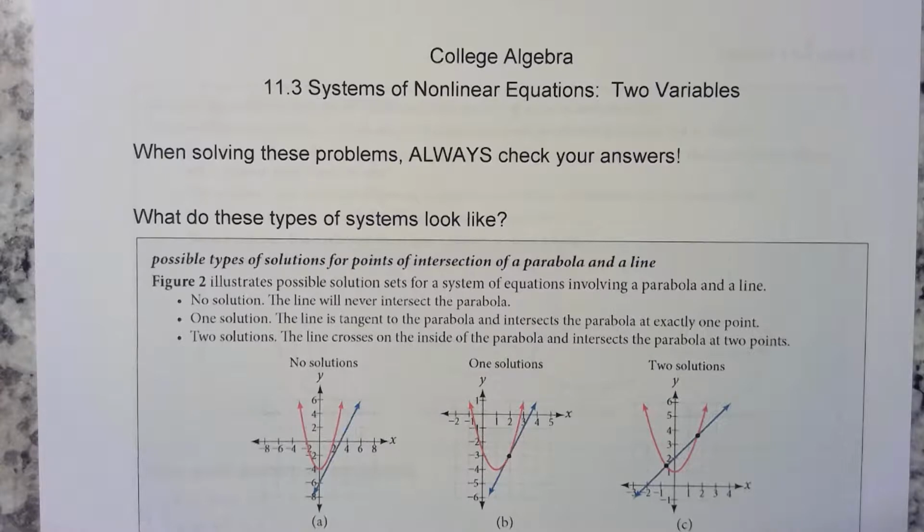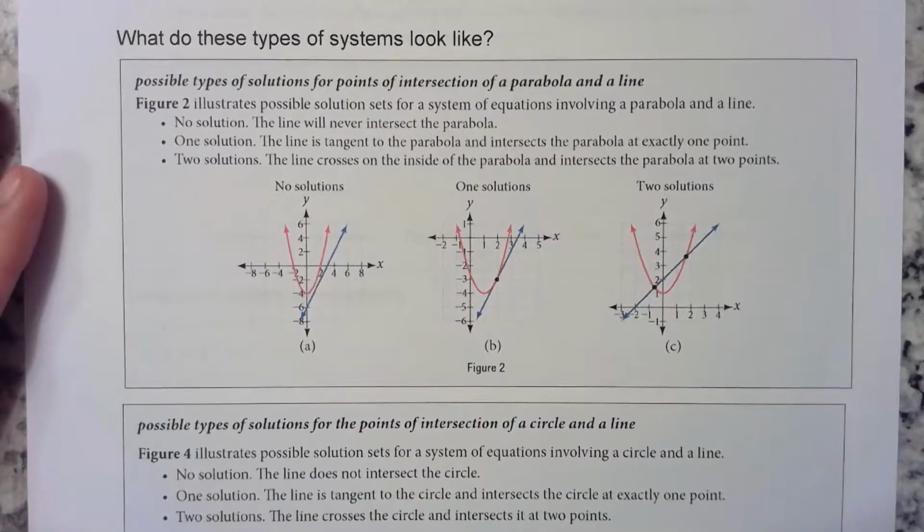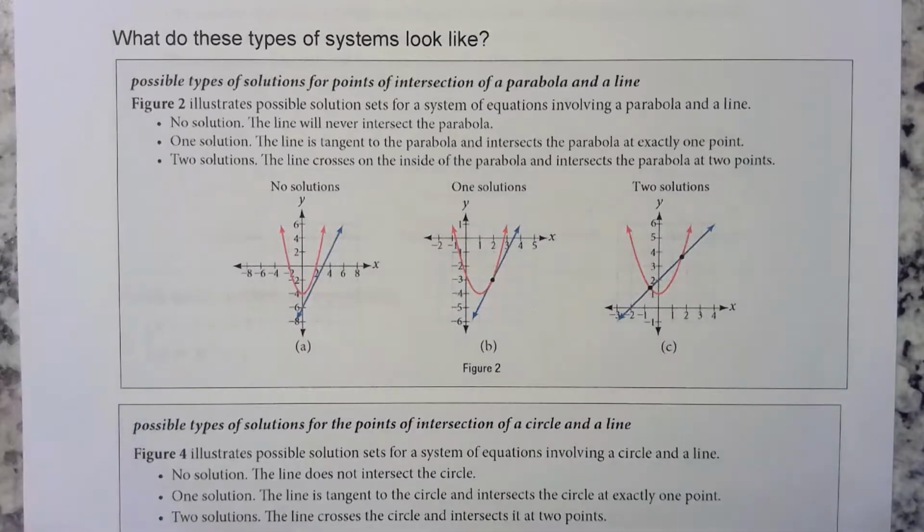They can be parabolic, or they can be circular, or something along those lines. Well, let's just look at this first example. We have a parabola and a line, and we want to see how those two intersect.